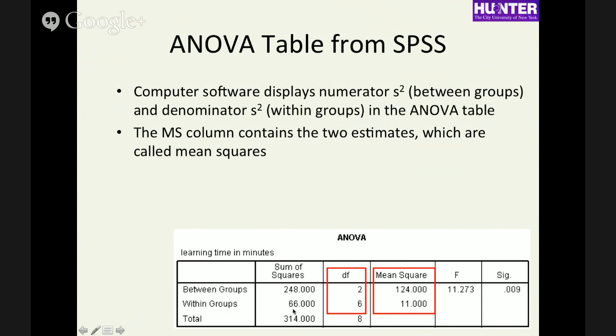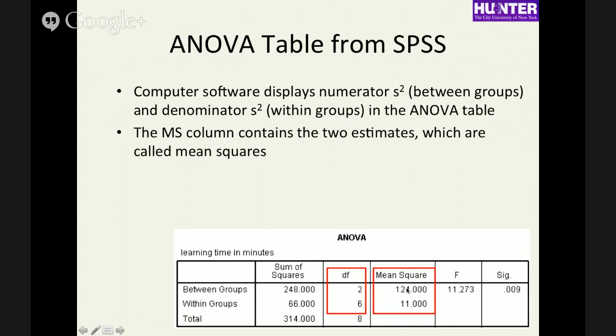So within groups, remember we had 3 in each group. So that's a total of 9 data points minus 3 groups, so that's 6 degrees of freedom. Our mean squares are the sum of squares divided by the degrees of freedom. So that's part of why degrees of freedom matters, because it goes into your mean square, which is your variance.